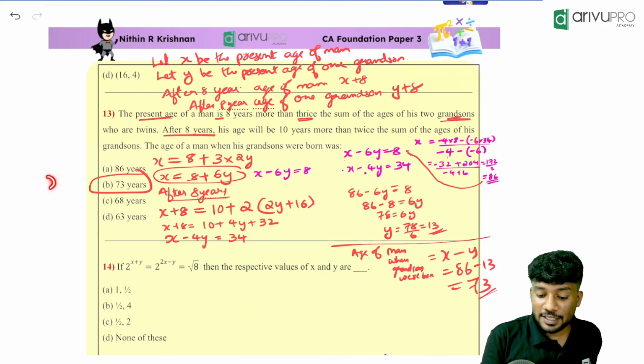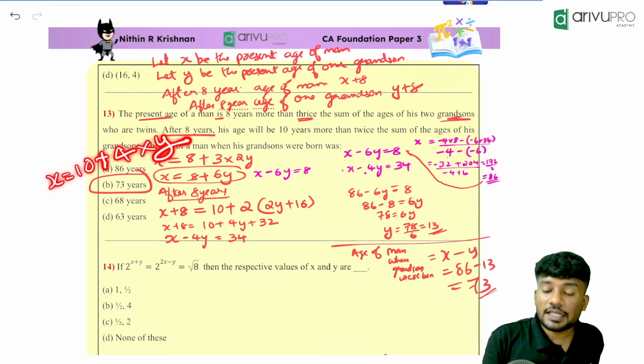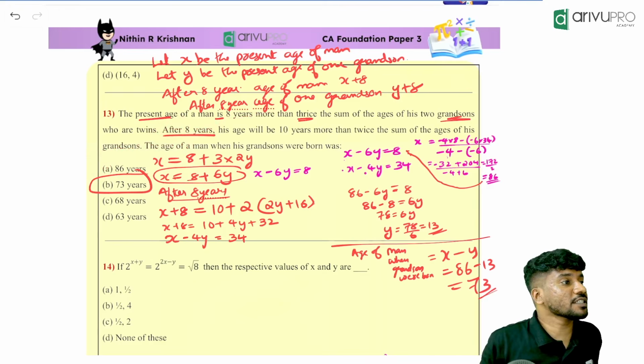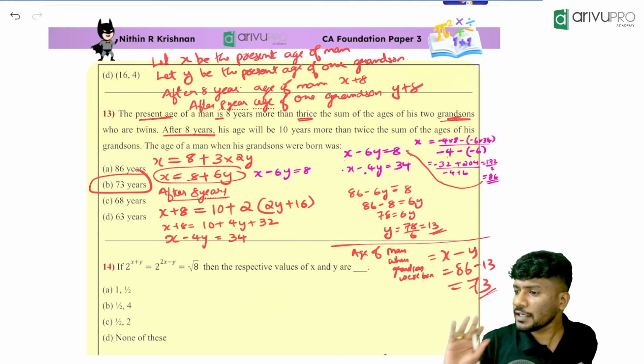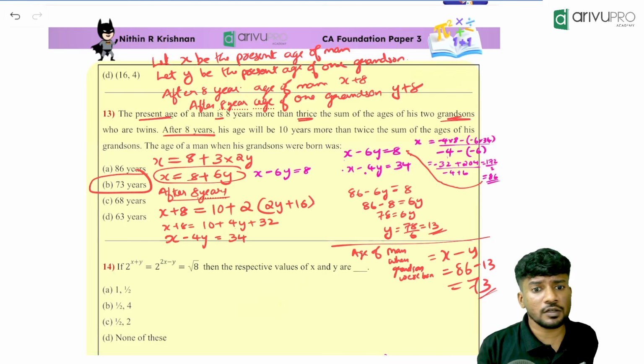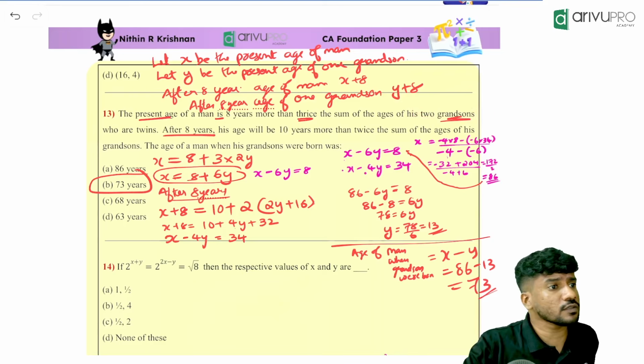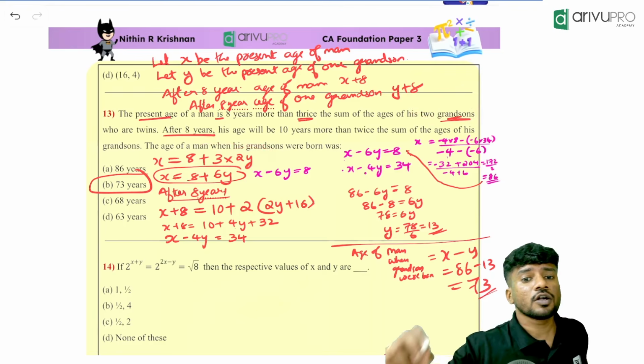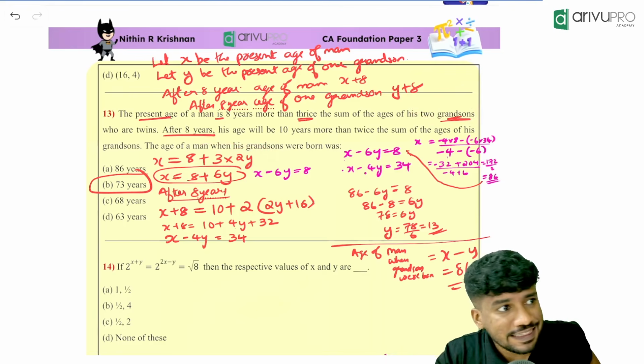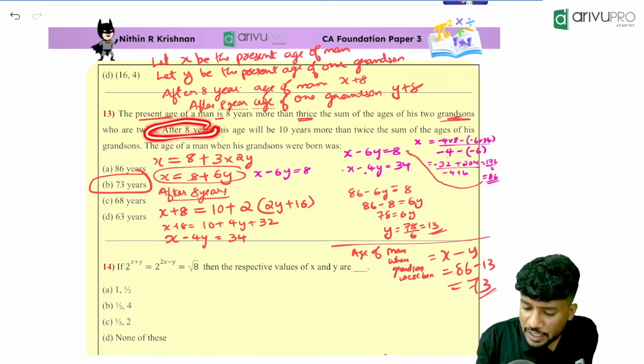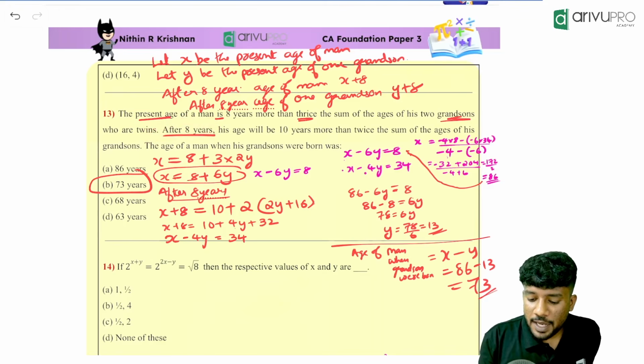You will write it as X is equal to 10 years more than 4 times the age of one grandson. One grandson means you will just write it as Y. Directly you write. Did we do any magic here? No. We just add the sum of the two ages of the grandson. It became how much? 2Y. Correct? Then, after 8 years, the man's age will be how much?